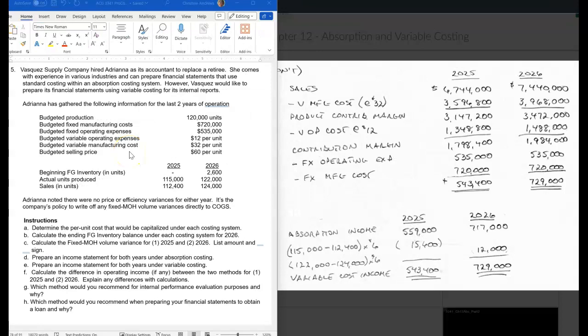Okay, we just finished the statement on an absorption basis, and now we'll do it on a variable cost basis. So that is variable costing. This is part E. Here we've got our variable cost. Here are our sales. The variable cost is not $38 per unit, it's just the variable cost, so that's $32 for 2025 and 2026. That gives us, now I added this, a product contribution margin here.